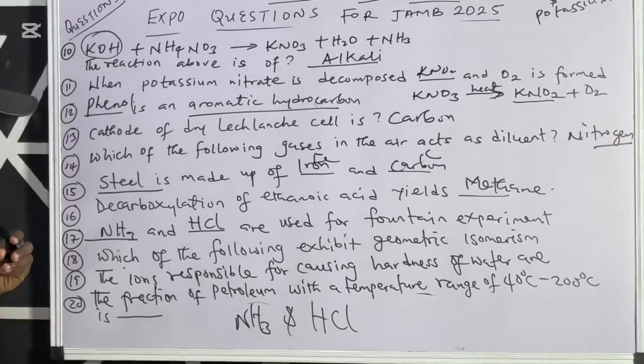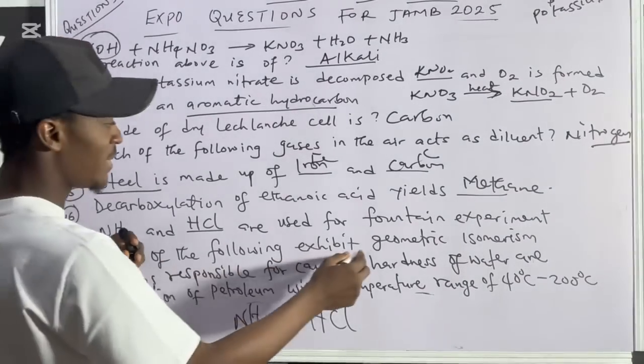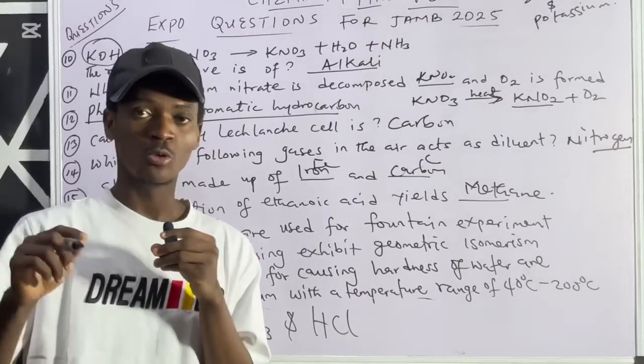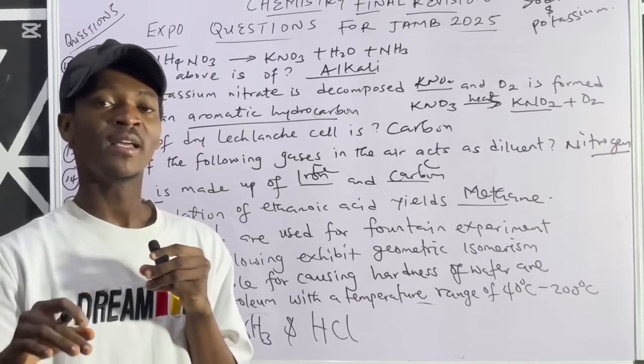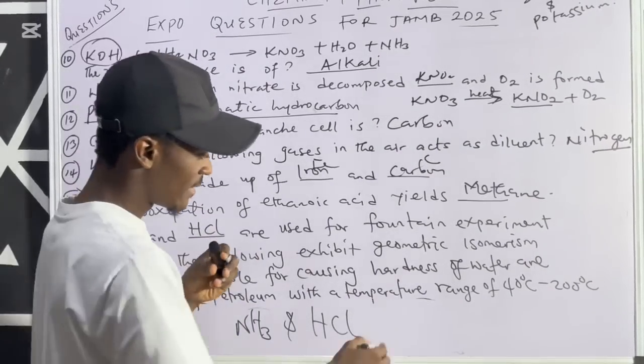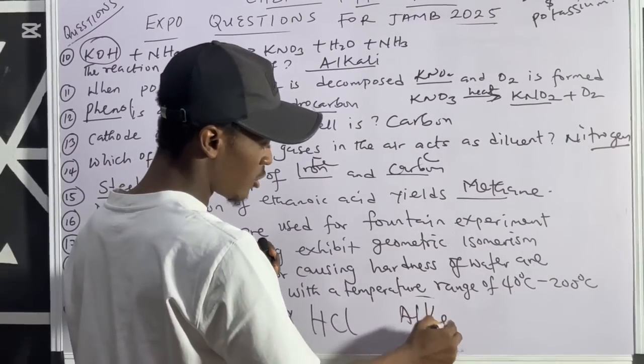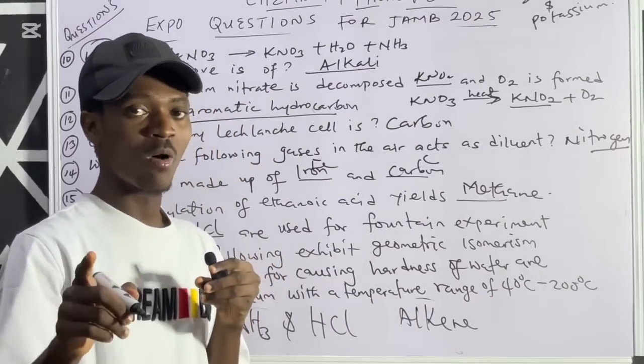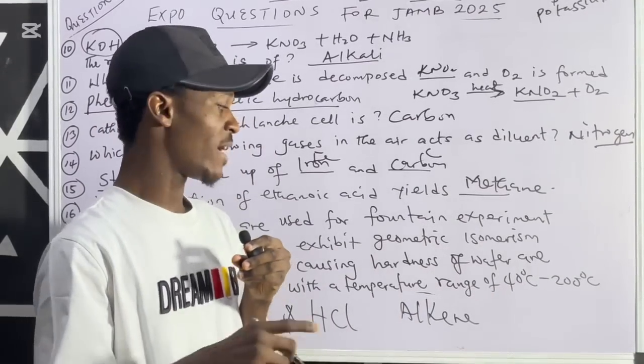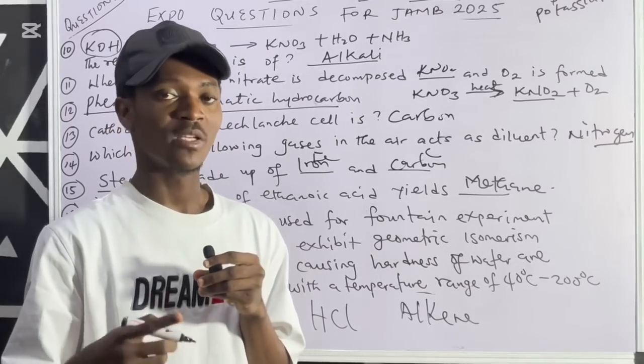Then the next question. Which of the following exhibit geometric isomerism? So it's based on what you are seeing in the option. Any alkene, because I'm pretty sure that if they are giving you options, only one will be a member of the alkene. So any alkene can exhibit geometric isomerism.